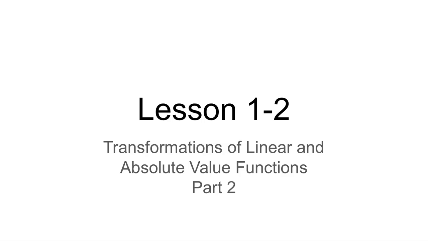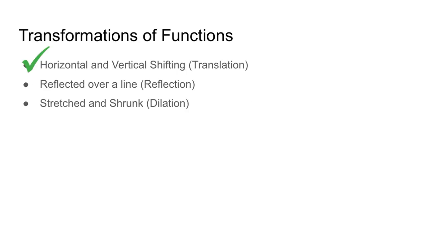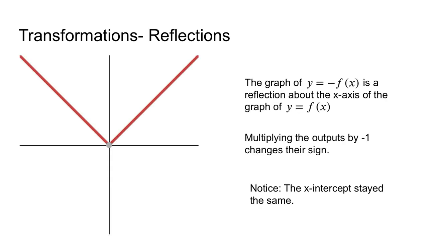This is lesson 1.2, part 2. In this lesson, we're going to start talking about other transformations. So last time we focused on horizontal and vertical shifting. In this lesson, we're going to talk about reflecting over a line and stretching and shrinking, the reflection and the dilation piece. Let's get into it.